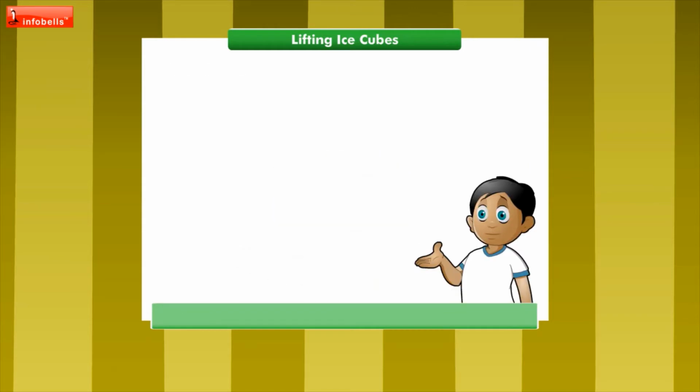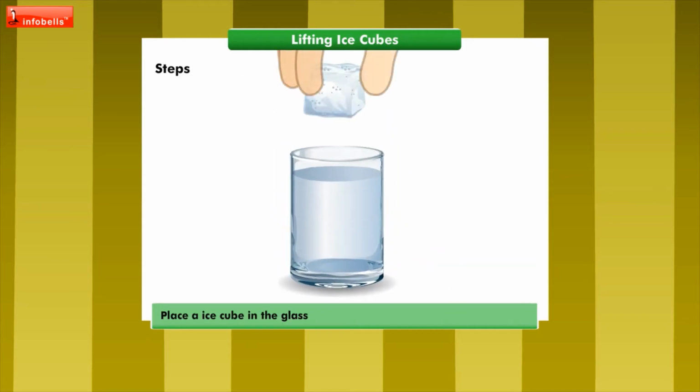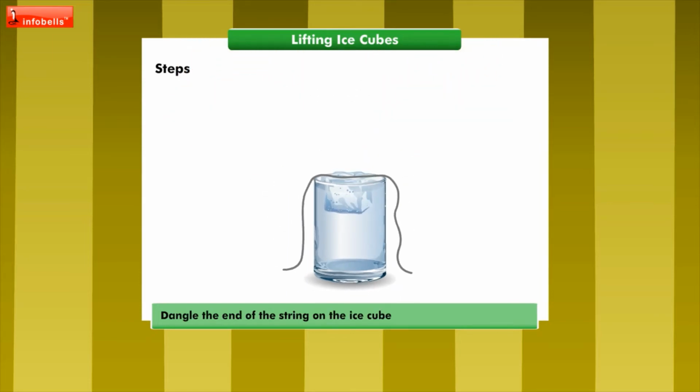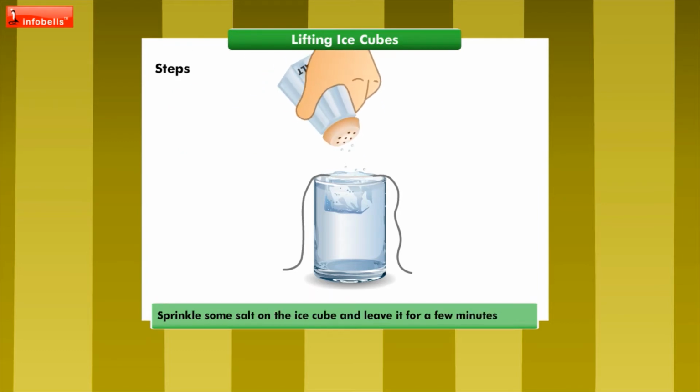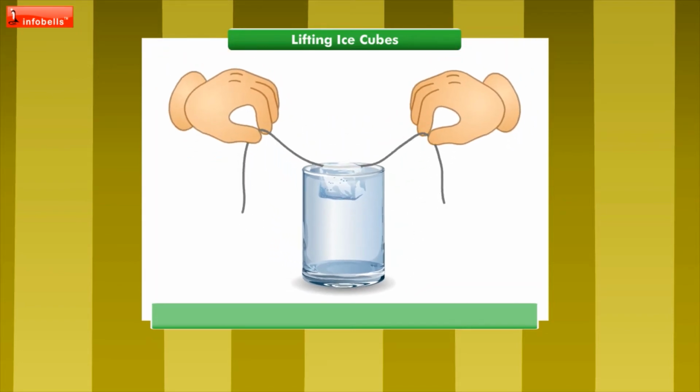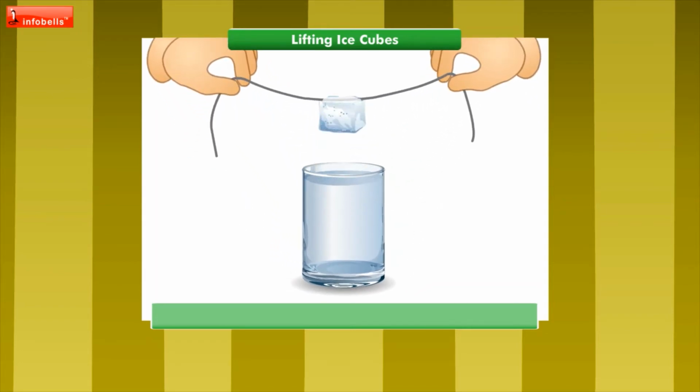What do we do next? Place this ice cube in the glass. Now dangle the end of the string on the ice cube. Keeping the string still, let me sprinkle some salt on the ice cube and leave it for a few minutes. See what happens now. Lift the string and watch.